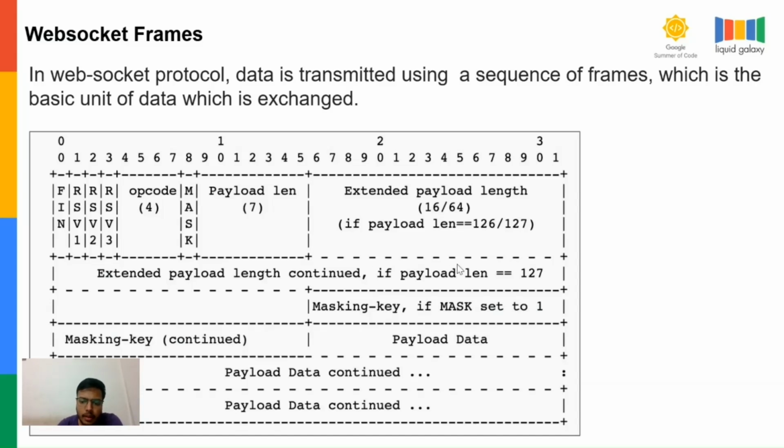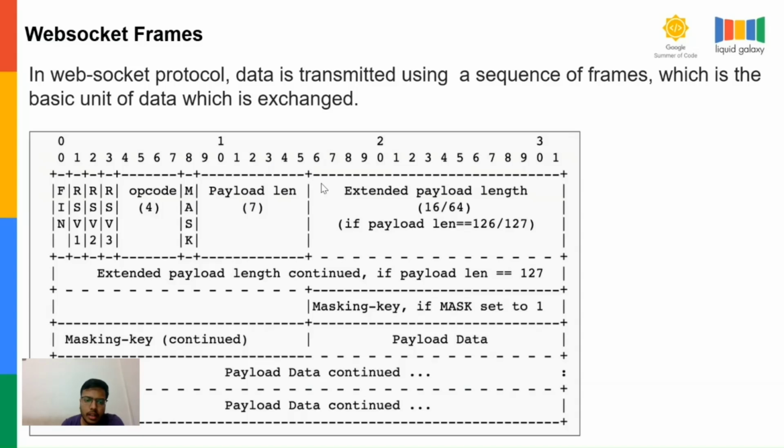Next are the WebSocket frames. We can say that the frames are the basic units of data exchange. The data in the WebSocket is in the form of frames. The frames have a general structure, which is shown in this diagram here. The diagram shows how the payload data is arranged in the form of frames.